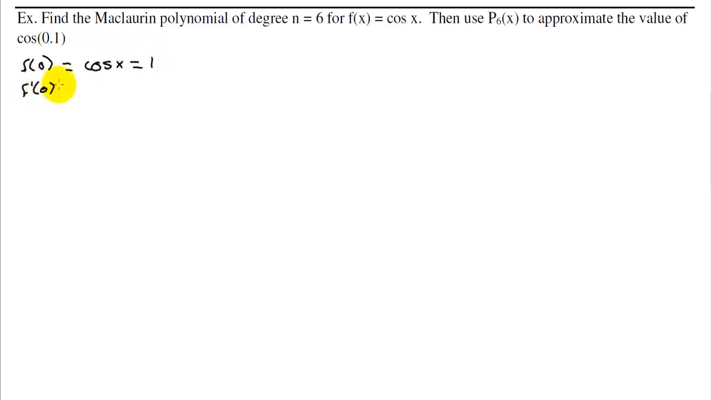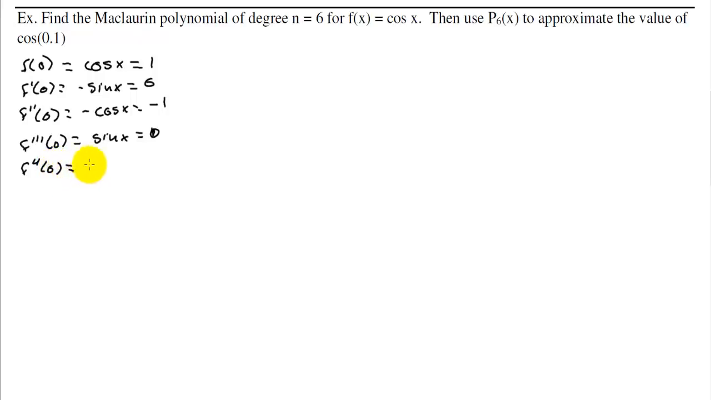And then the first derivative is equal to negative sine of x, and that's 0. The second derivative is equal to negative cosine of x, and that's going to be equal to negative 1. The third derivative is going to be sine of x, and that's 0. And then the fourth derivative is going to be cosine of x, and cosine of 0 is 1. And then the fifth is negative sine of x, which is 0. And then finally the sixth derivative is negative cosine of x, which is negative 1.